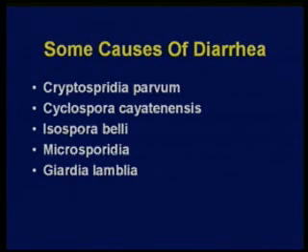Okay. Here are some causes of diarrhea. So Cryptosporidium parvum, Cyclospora cayetanensis, Isospora belli, Microsporidia, Giardia lamblia. Now, anyone can get diarrhea, even you. But for someone who's immunocompetent, the diarrhea is usually self-limiting. For patients with Cryptosporidia, they can have diarrhea for months.